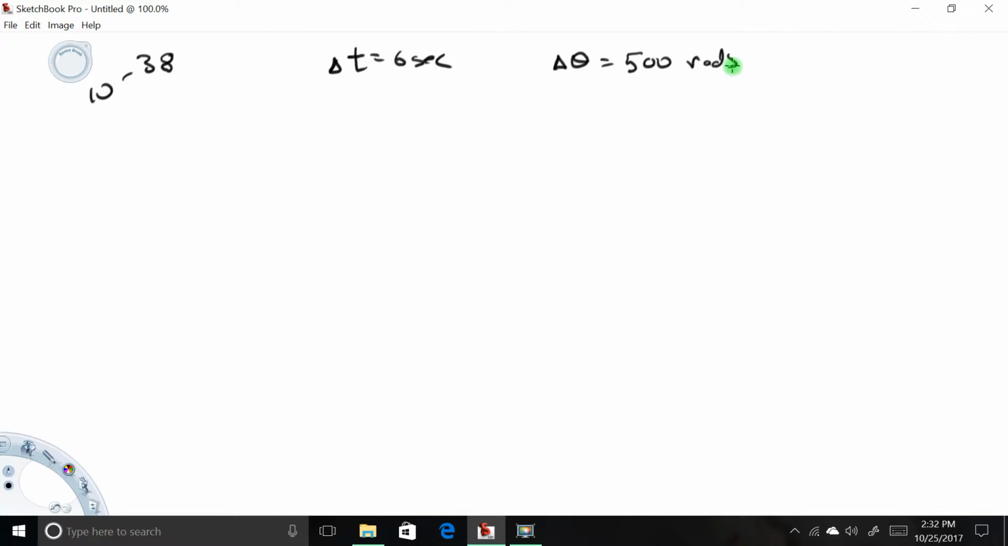And it ends up with an angular velocity of 100 radian per second. It's important to realize that's the final velocity in this problem. Whoops, and that's an angular velocity, not a translational velocity. So I'll put omega final, 100 rads per second. Then it asks various questions like what is the initial angular velocity and what is the angular acceleration of the flywheel?